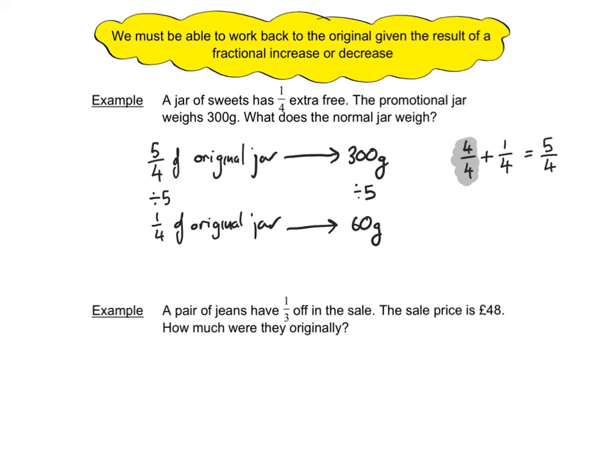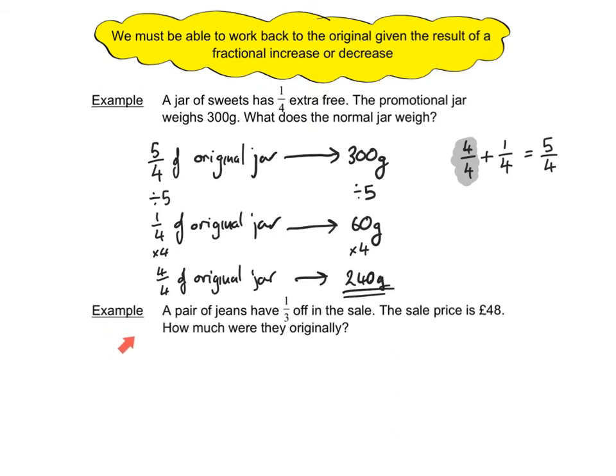If I want to know what the original jar was, again, I'm looking to know what the 4 quarters was. That's how much would have been in the original jar, all 4 of the quarters. So I'm going to multiply that by 4, and because it's direct proportion, multiply the other side by 4, and that gives me 4 quarters of original jar. I could also write that as just the original jar, and 60 times 4 is 240 grams. That's how much would have been in there originally.